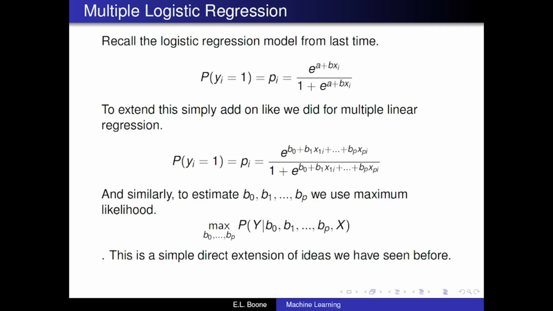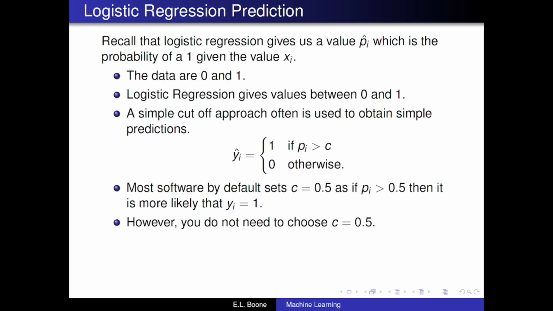All right. So if you recall, the logistic regression model is the probability that yi equals 1 is equal to pi is equal to this fraction e to the a plus bxi over 1 plus e to the a plus bxi. To extend this, we simply add on like we did for the multiple linear regression case. So it's exactly the same idea, right? You just tack them on by adding them on. So similarly, we're going to use the same trick that we did before. It's exactly the same as before in terms of how it works. We only need to change our code a little bit, and bingo, we'll have it.